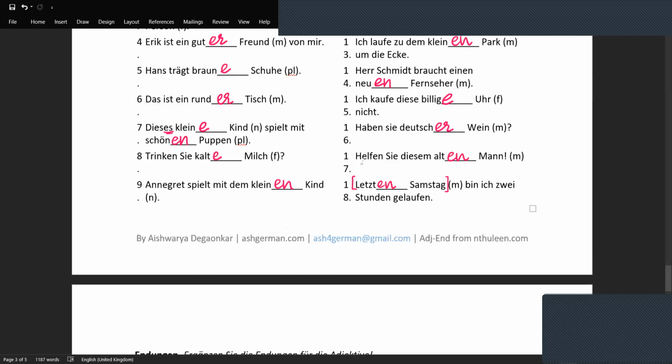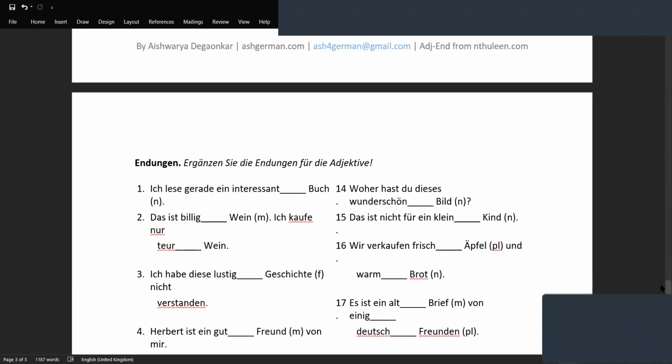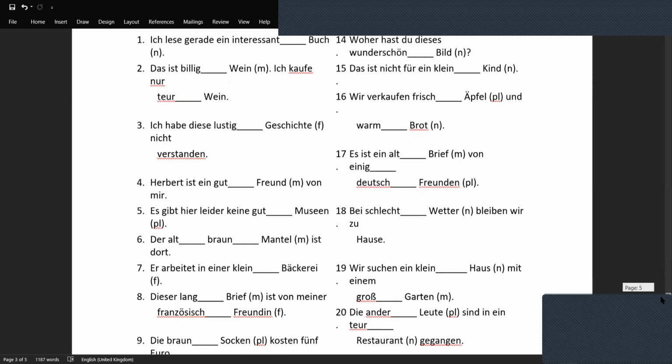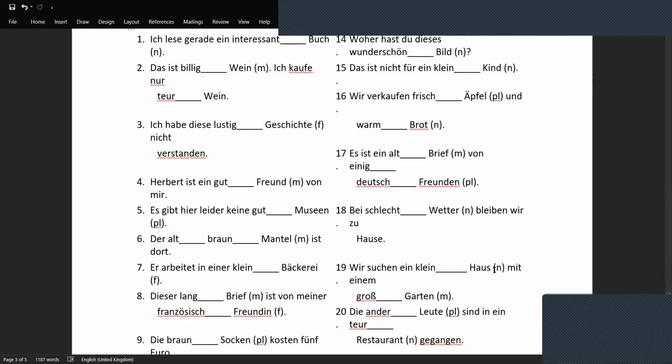All right. Then we'll move on to one more exercise, which is again a mixed exercise. We have a total of 25 sentences. Starting from one again: Ich lese gerade ein interessantes Buch. Now, ein doesn't tell us if it's nominative masculine, nominative neutral, or accusative neutral. That's why it becomes the responsibility of the adjective to tell us that the noun is neutral.